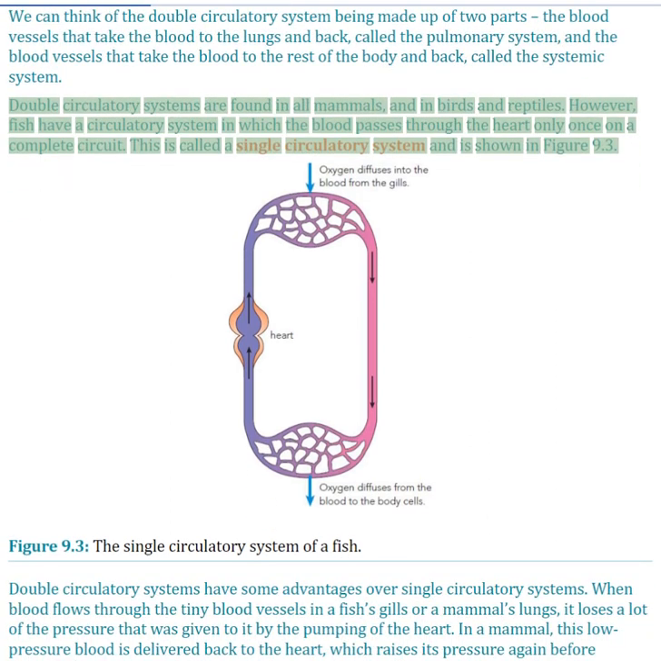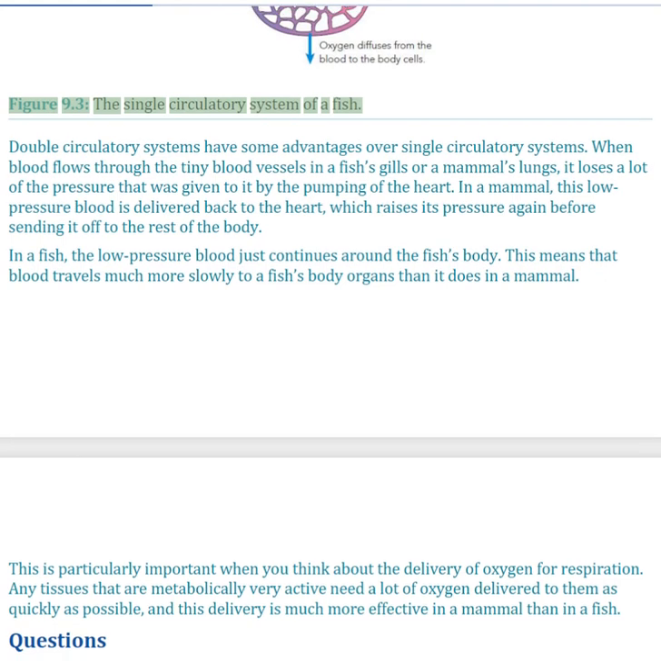Double circulatory systems are found in all mammals, and in birds and reptiles. However, fish have a circulatory system in which the blood passes through the heart only once on a complete circuit. This is called a single circulatory system, and is shown in Figure 9.3. Figure 9.3, the single circulatory system of a fish.